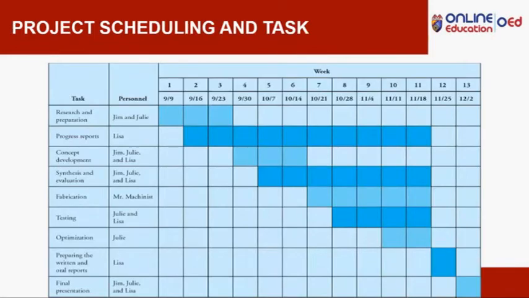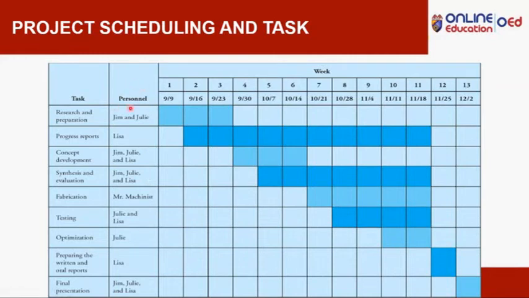Next, we have the project scheduling and task chart. This is a process that engineering managers use to ensure that a project is completed on time and within the allocated budget. So you will notice here, you have your tasks. We have different tasks: research and preparation, progress reports, concept development, synthesis and evaluation, fabrication, testing, optimization, preparing the written and oral reports, and of course, the last one is the final presentation.